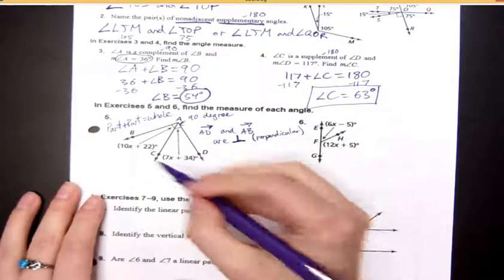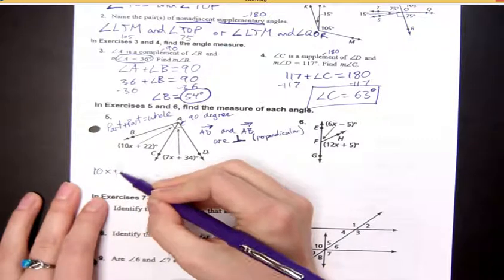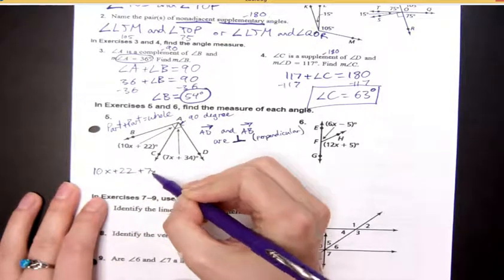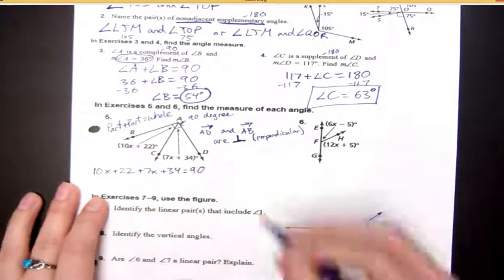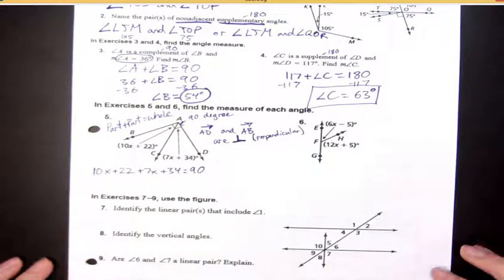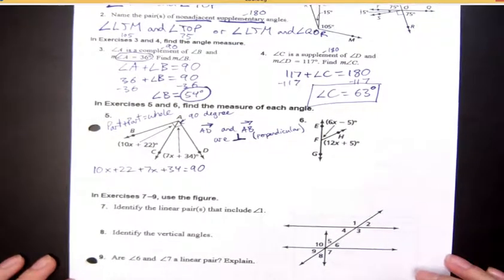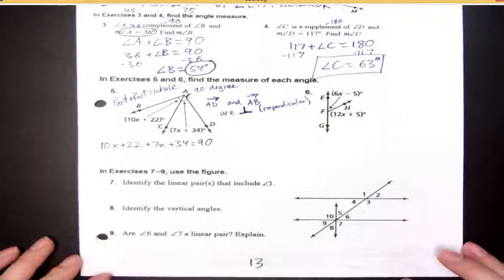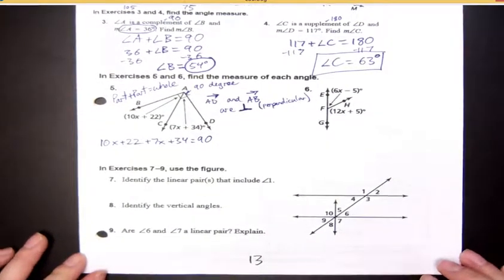Okay, so then our equation would just be add these two parts, so 10x plus 22 plus 7x plus 34 equals 90. Should we solve it together or solve it on your own? See if you can solve it faster than I solve it, okay?